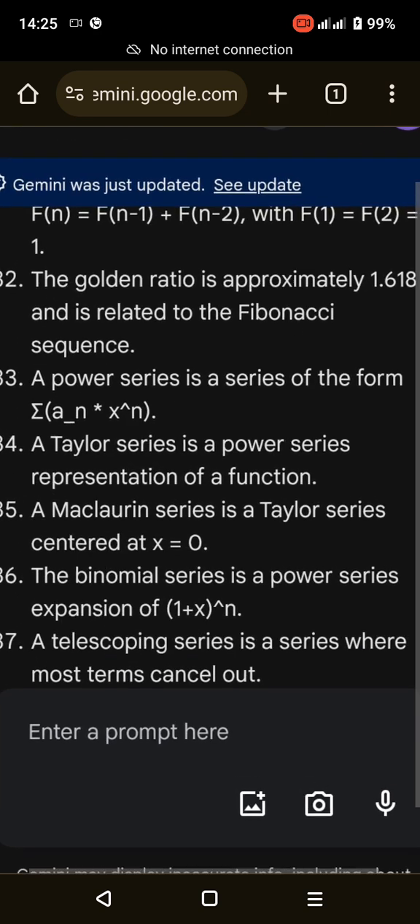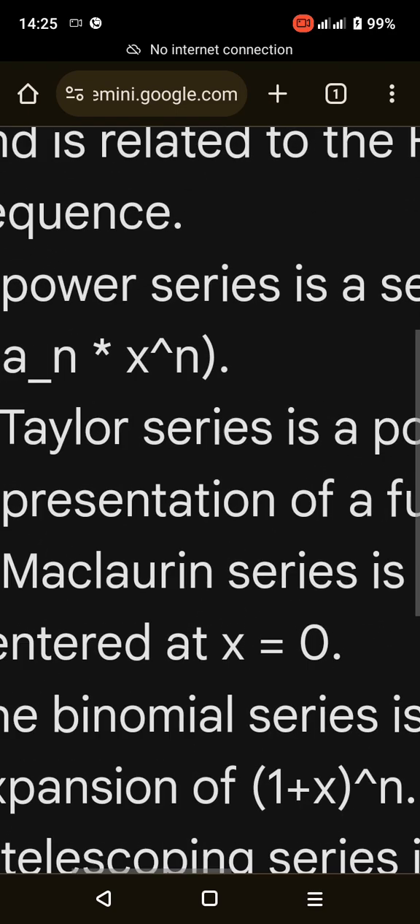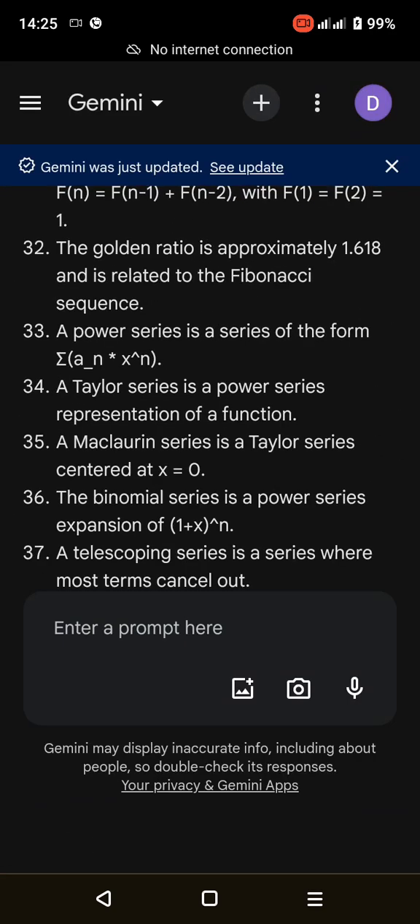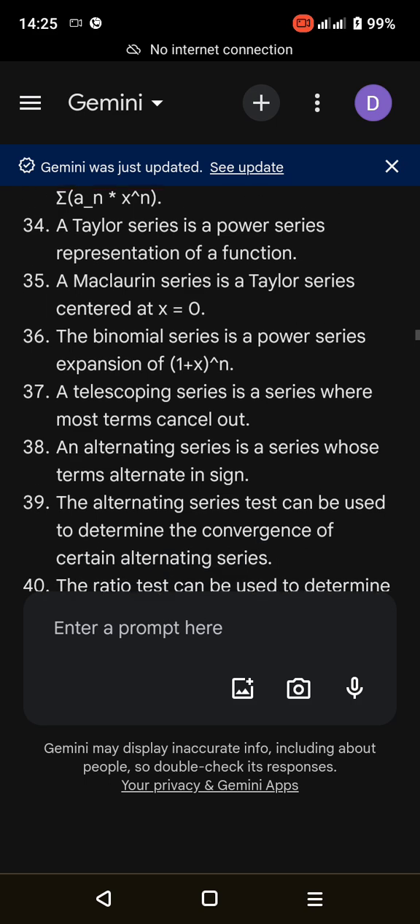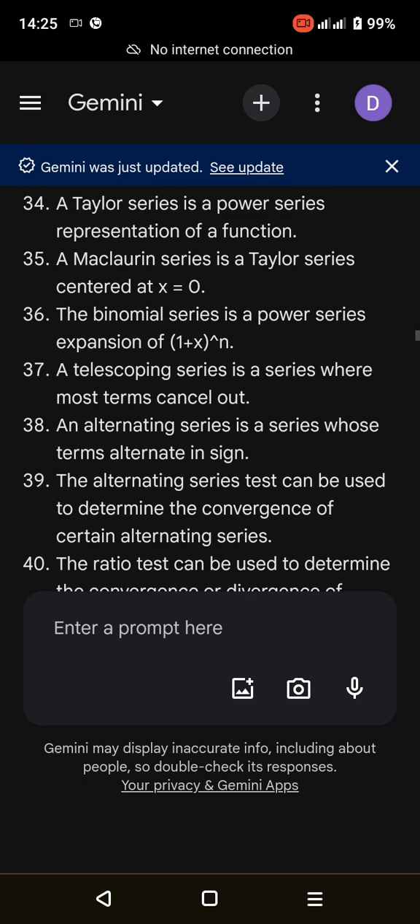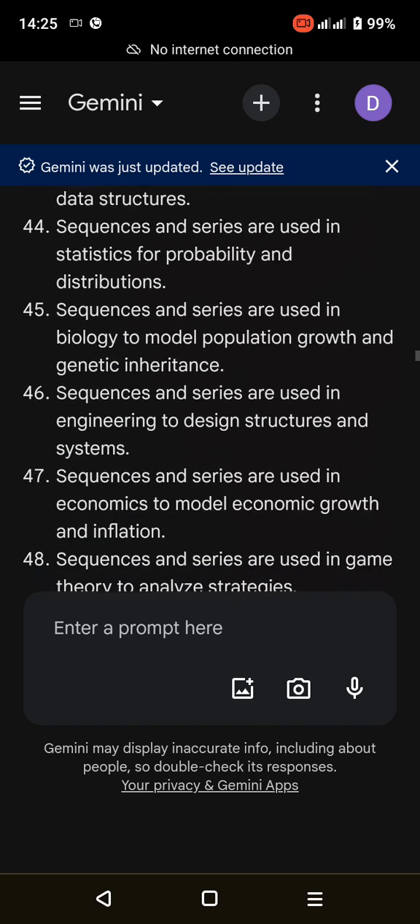33. A power series is a series of the form the sum of a_n x^n. 34. A Taylor series is a power series representation of a function. 35. A Maclaurin series is a Taylor series centered at x equals 0. 36. The binomial series is a power series expansion of (1 plus x)^n.